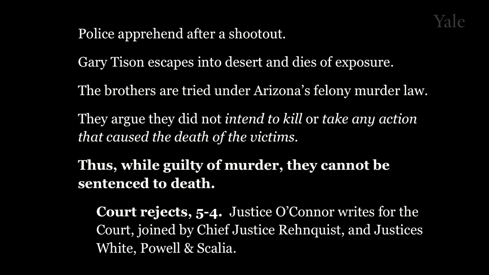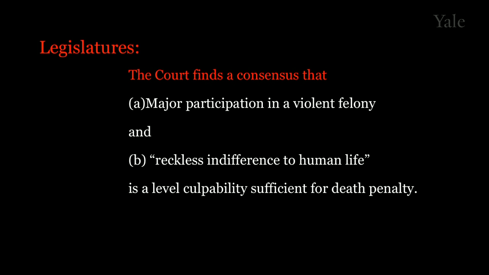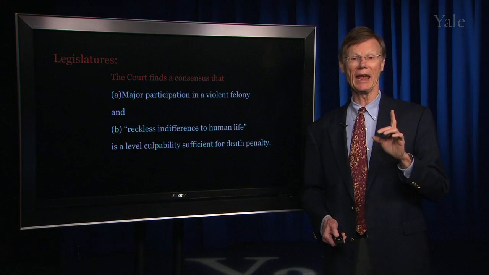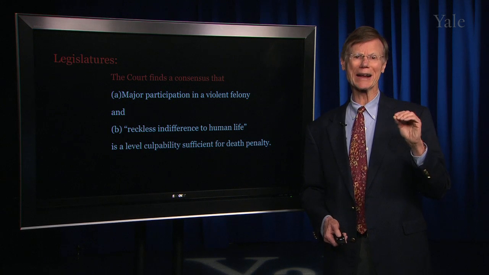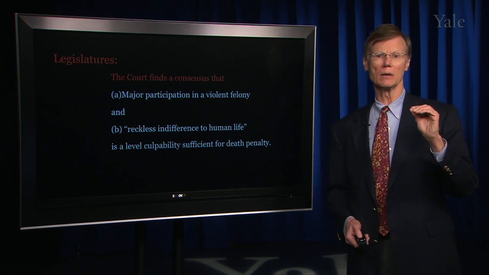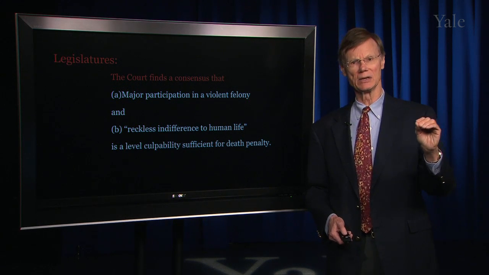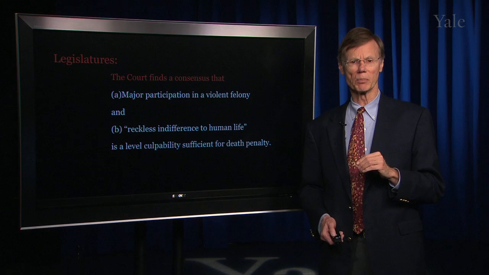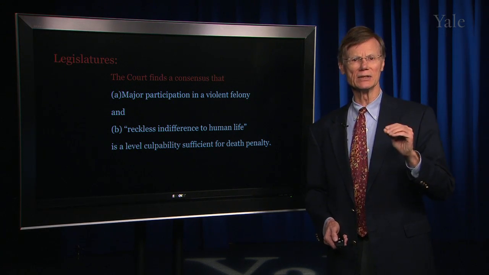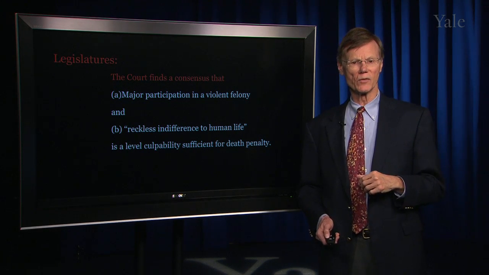Justice O'Connor writes for the court, joined by the Chief Justice as well as Justice White, who had written the previous opinion in Inman, Powell, and Scalia. And the court finds that there is a consensus among the states that major participation, remember that Earl Inman's participation was tangential. Now the court's talking about major participation, breaking someone out of prison, trying to escape with them, and a mental state that the court calls reckless disregard for human life. That if you participate in an activity like this, you're likely to realize the risk that there may be human life taken as a part of it. And therefore, the level of culpability is more than Inman's, and that's sufficient for the death penalty.